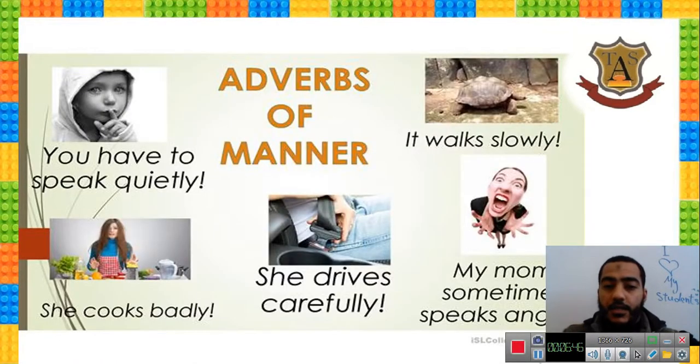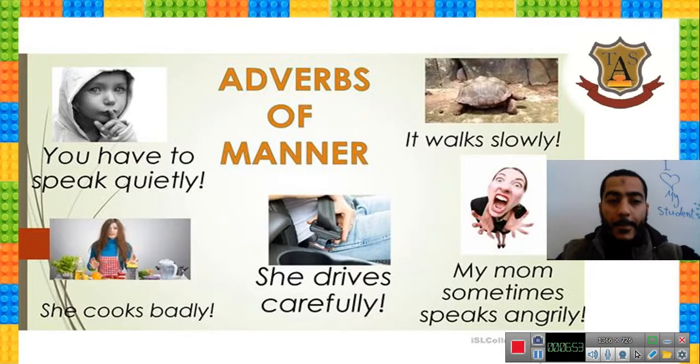Okay. Here are some more examples with pictures. Let's see the girl here. You have to speak quietly. Quietly means a low voice, okay? When you are talking to your parents, father or mother, or your teacher, or someone older than you, you have to speak quietly. Shh, quietly. Don't make your voice very high.